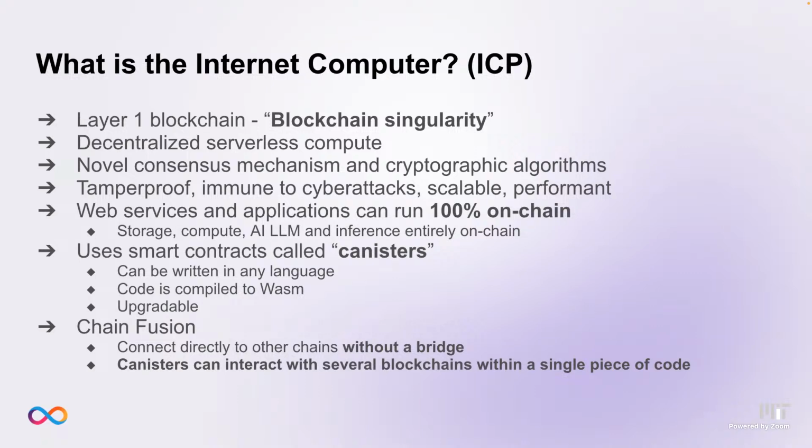And then there's this term, chain fusion. This is what we call our integration with other chains. It's our ability to directly communicate with other chains without a bridge, and canisters can interact with several blockchains within a single piece of code. I'm going to demonstrate a piece of code later in this workshop showing how you can write a smart contract that obtains information from Ethereum, and based on that information, sends a transaction directly to Bitcoin.